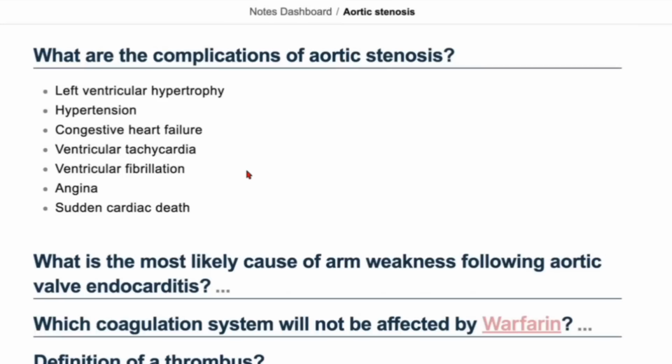What's the most likely cause of arm weakness following aortic valve endocarditis? So this would be a thromboembolus that has subsequently caused a stroke and therefore unilateral arm weakness on the contralateral side to that of the stroke.